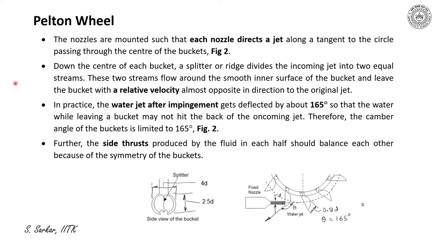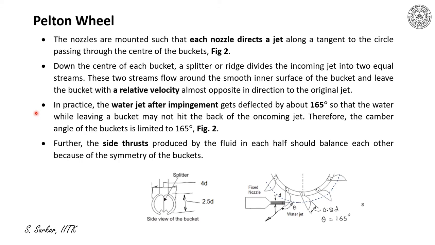So thus I have indicated here, down the center of each bucket, a splitter divides the oncoming jet into two equal streams, and these two streams flow around the smooth inner surface of the bucket and leave the bucket with a relative velocity almost opposite in direction to the original impinging jet. Please note that in practice, the water jet after impingement gets deflected by around 165 degrees, so that the water while leaving the bucket may not hit back the oncoming jet.